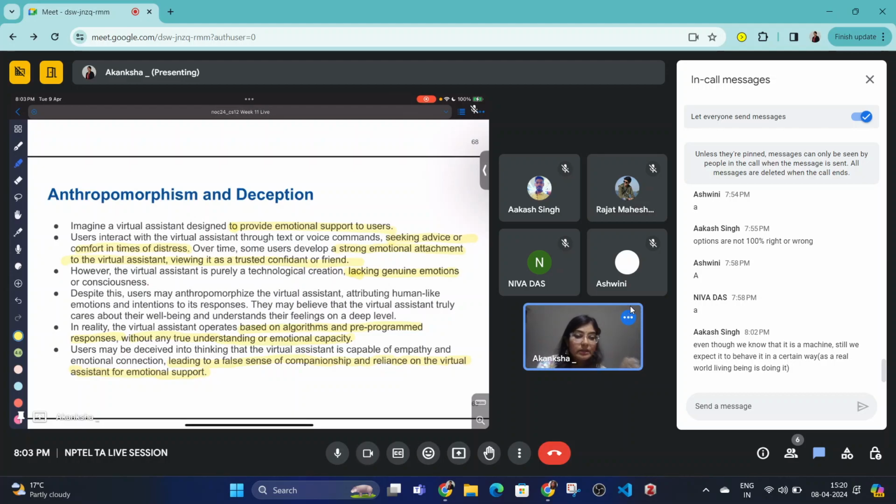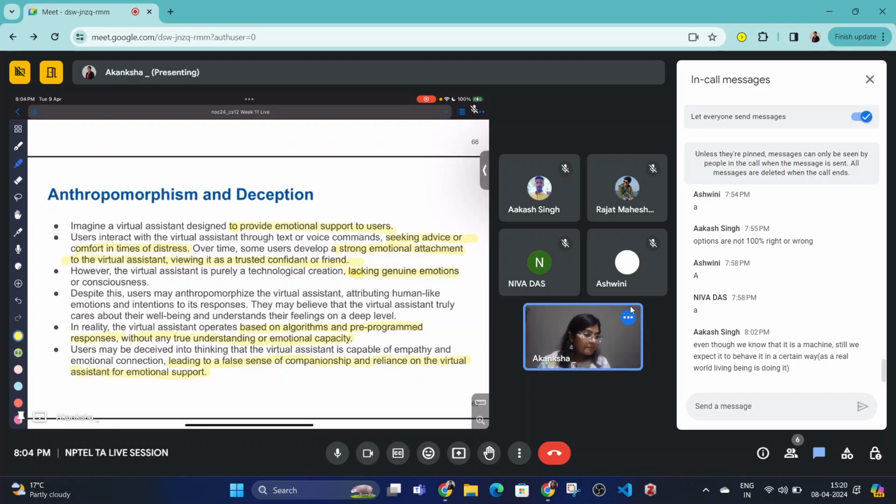Exactly, exactly, Akash. Even though we know that it is a machine, we still expect it to behave in a certain way, and that is a mismatch also. There is an effect called the uncanny valley effect, a mismatch that we find creepy. Suppose I am a robot and I look exactly like a human being right now, but what if I do weird things and I'm not able to talk normally? My lip movement is very weird right now. So you will feel creeped out. You will feel that something is off. Instead of enhancing the user experience, it will degrade it.